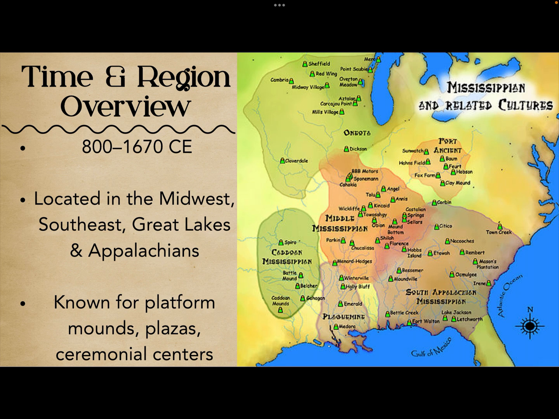So for the time and region overview, as I said, the Moundbuilder cultures thrived from about 800 to 1670 CE, and they were located in the Midwest, Southeast, Great Lakes, and Appalachians. They were known for their platform mounds, plazas, and centers. Many of these major settlements were located along rivers like the Mississippi, Ohio, and Tennessee. This provided fertile land for agriculture and allowed easy transportation for trade.